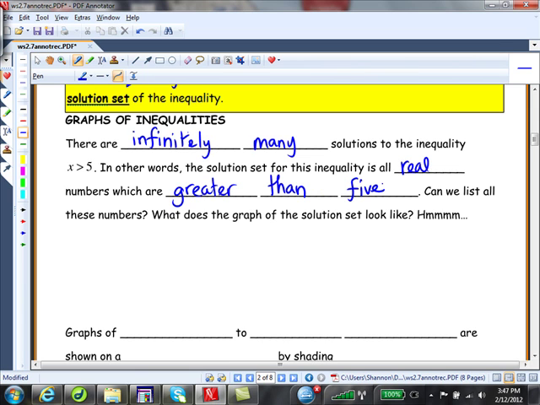Can we list all these numbers? What do you think? What works? I mean, does 6 work? Yeah, 6 is greater than 5, right? What about 5.00001? You got it. That's also greater than 5. So do you see there's going to be infinitely many numbers. We don't want to list them. So let's figure out, what does a graph of the solution set look like?